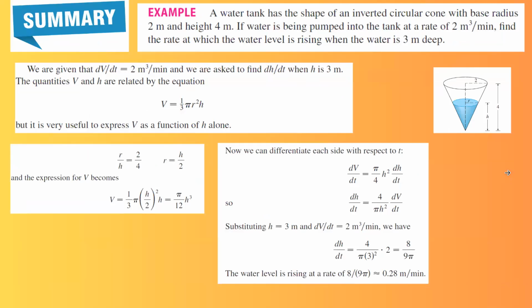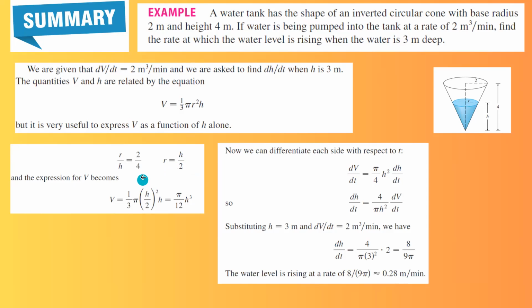Let us take a look at the summary here. First, we identify information from the question. dV/dt, the rate of change of volume with respect to time, is 2. dH/dt is missing. This is what we're trying to find. And h, the height level, is 3. We know this formula from before. From the shape of this cone, the ratio of r and h is 2/4, or a half. So r is a half h, or r is h divided by 2.